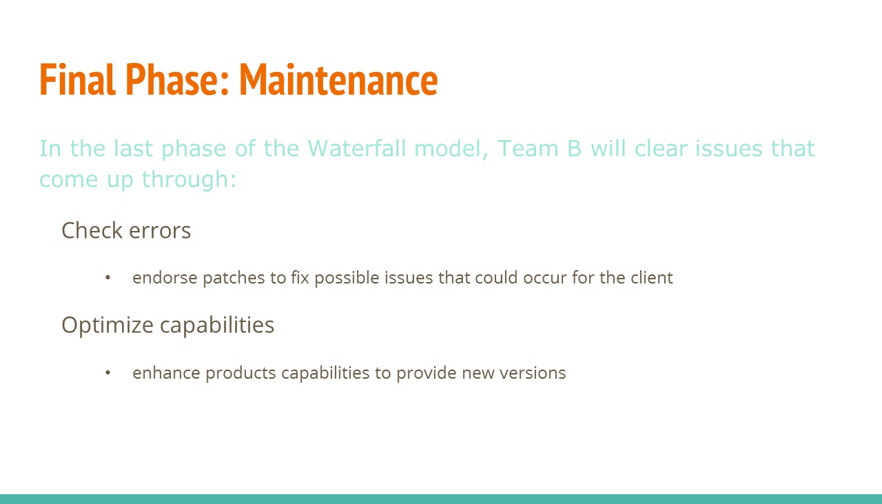Now the final phase is maintenance. In this one, we will include the last phase of the waterfall model. Team B will clear any issues that come up throughout the system. We will have an error check, which will endorse patches to fix possible issues that could occur for the client. We will also optimize capabilities and enhance product capabilities to provide new versions in case one becomes obsolete.